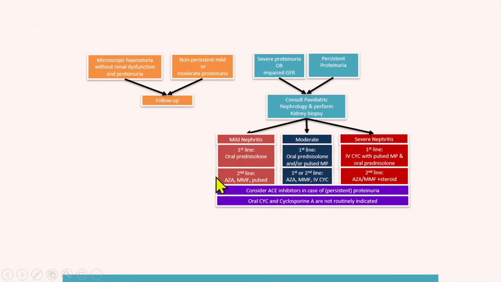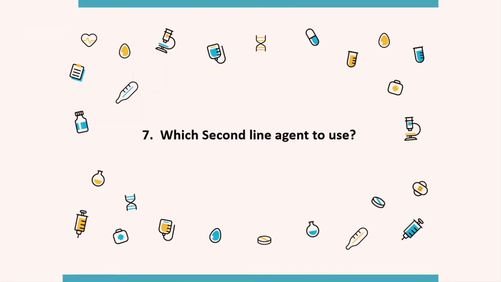Now, it's interesting. For all patients, it was recommended that ACE inhibitors should be used. And oral CNI, cyclosporine A, were not routinely indicated. So this is very interesting because I'll tell you why. We'll discuss a little bit more on that.